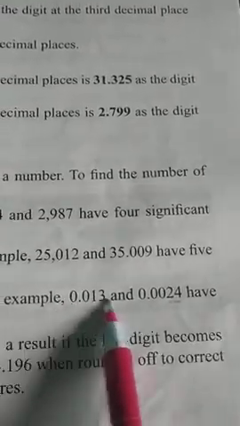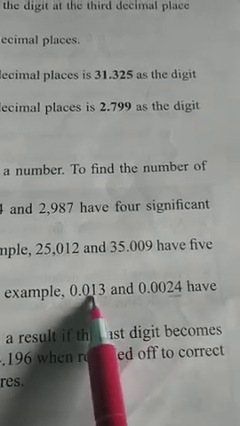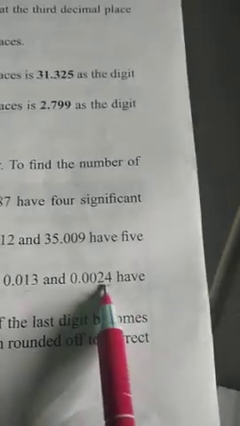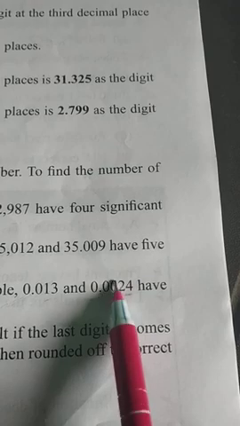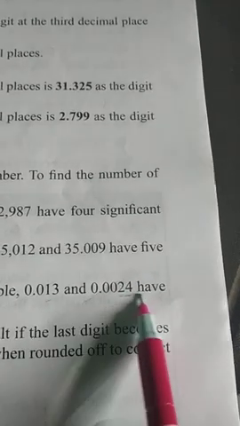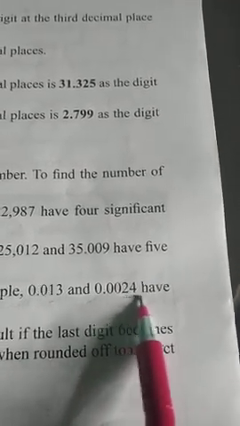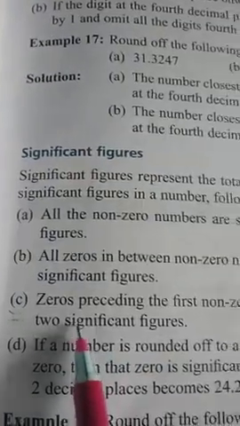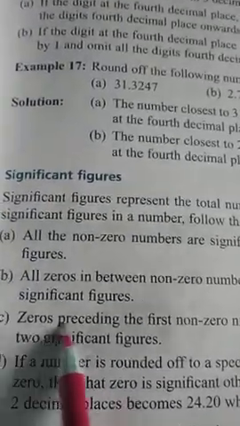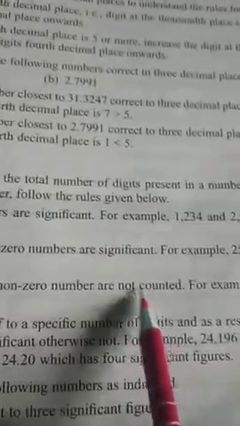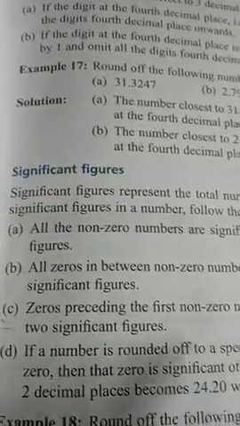But then how many significant figures are there? Only 2: 1, 2. Okay. Here 1, 2. The zeros will not be counted as significant figures. Significant figures will be counted only for these 2 digits. So there are only 2 significant figures. So zeros preceding the first non-zero number are not counted as significant figures.